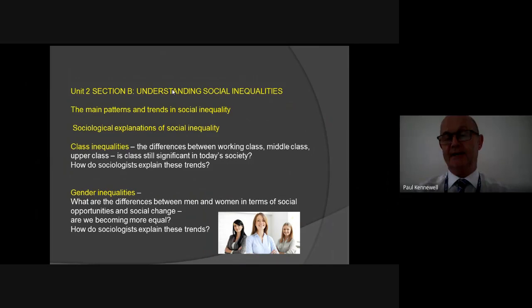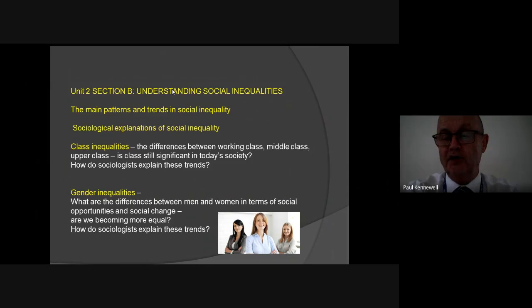Once we've looked at the research methods used in sociology, we then look at aspects of inequality. There's class inequality. What are the differences between working class, middle class, and upper class now? And is class still significant? Some sociologists argue it is significant. Some argue it's declining in significance. What's the answer to that? What is the answer?